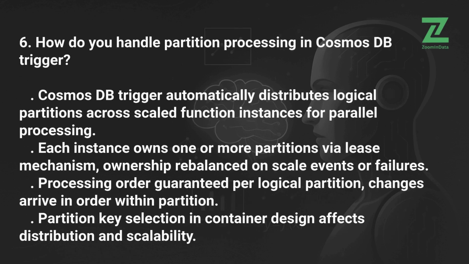6. How do you handle partition processing in Cosmos DB trigger? Cosmos DB trigger automatically distributes logical partitions across scaled function instances for parallel processing. Each instance owns one or more partitions via lease mechanism, ownership rebalanced on scale events or failures. Processing order guaranteed per logical partition, changes arrive in order within partition. Partition key selection in container design affects distribution and scalability.